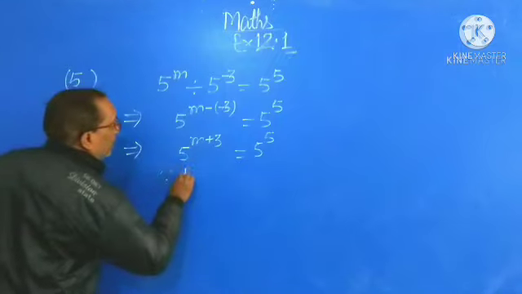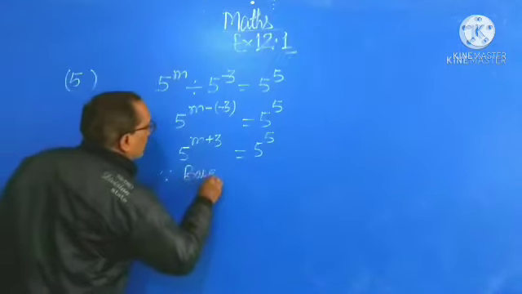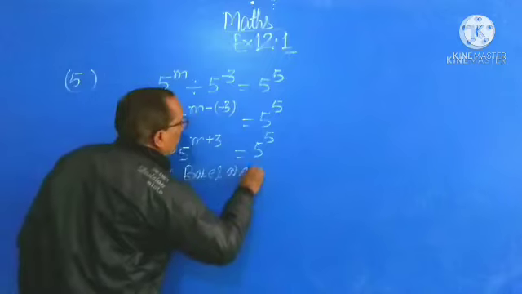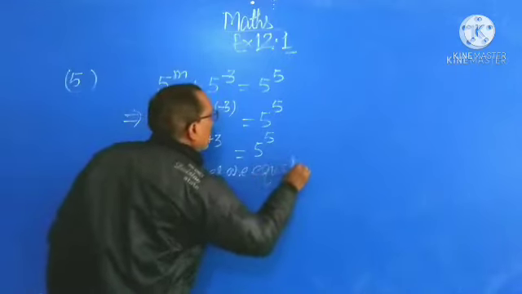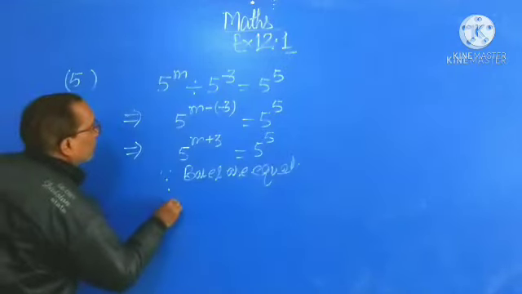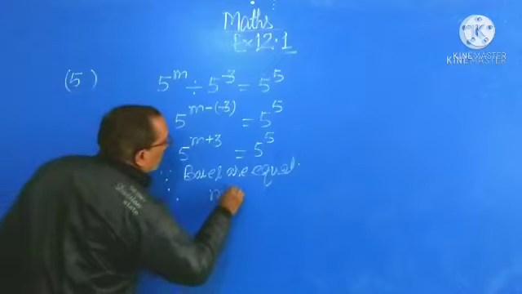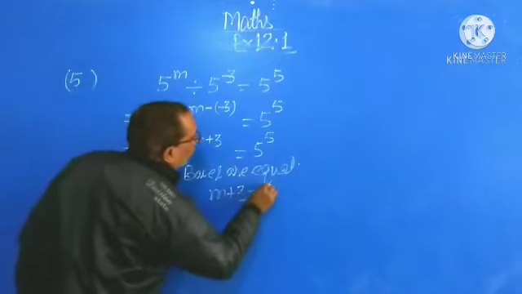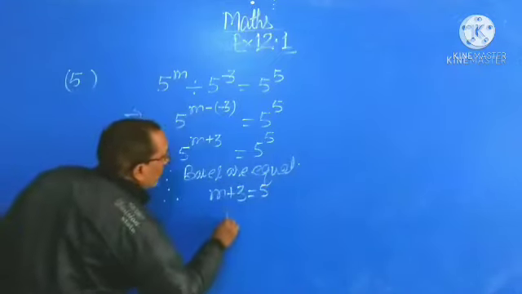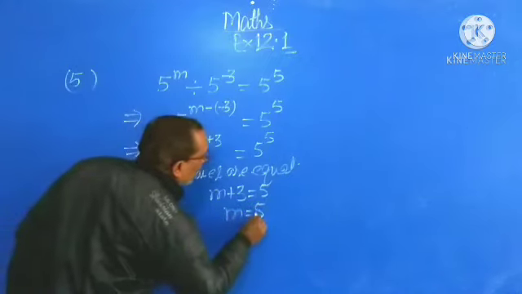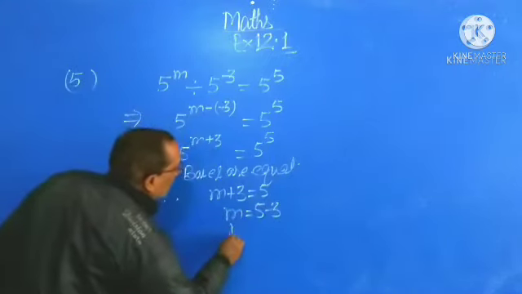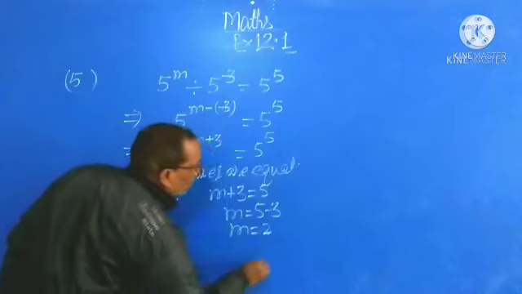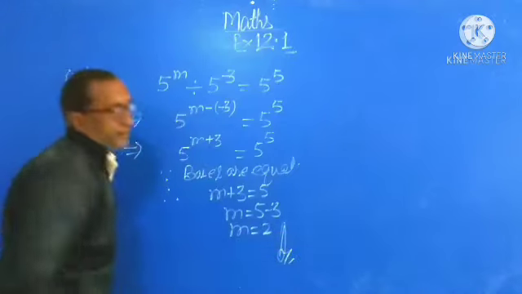In this expression, both sides' bases are 5, means they are equal, therefore their exponents, their powers, are also equal. Since bases are equal, therefore m plus 3 is equal to 5. Then m is equal to 5 minus 3, m is equal to 2. It is your answer.